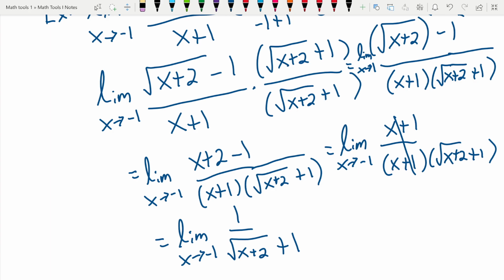And now we can go ahead and do that direct substitution. So this will be 1 over, this is going to be 1, like we already saw, plus 1. So this is going to be 1 over 2, 1/2.